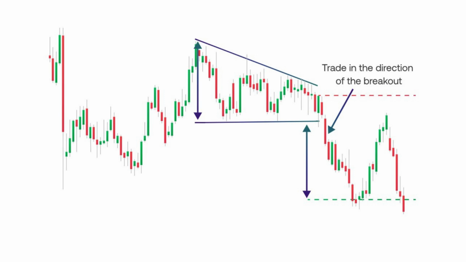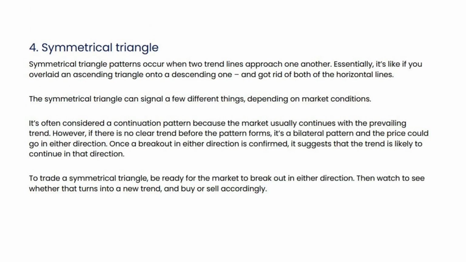Now, the descending triangle, I'm guessing that's just the opposite of the ascending one. Pretty much. It's like flipping the ascending triangle upside down. So instead of a flat top, it has a flat bottom. Right. That flat bottom is your support level. And then you have a downward sloping top line, which is your resistance. So it's forming after a downtrend. Exactly. And the expectation is that the price will eventually break down below that flat support line, continuing the downtrend.